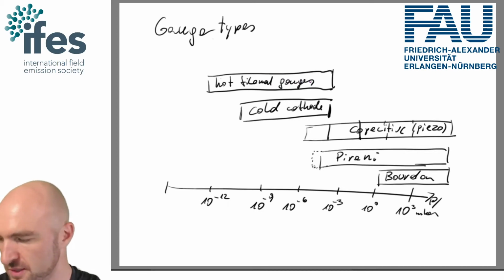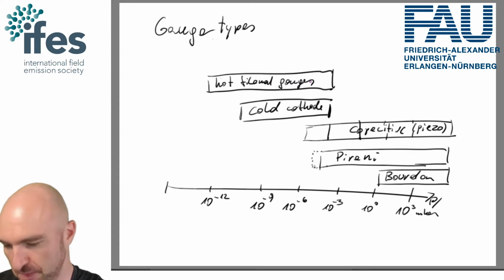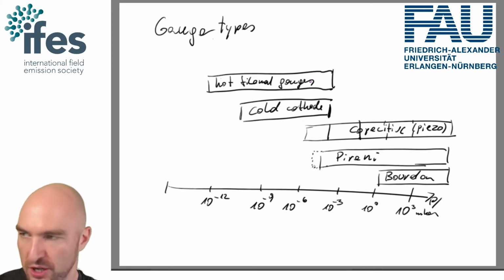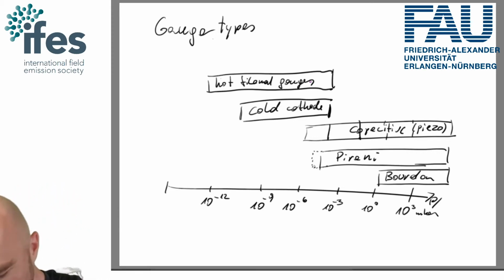And what you can already see is that there is not really any pressure gauge that can get us all the way from ambient pressure down to ultra high vacuum. We can have combination gauges, so-called wide range gauges.